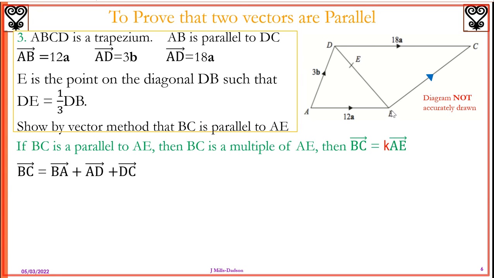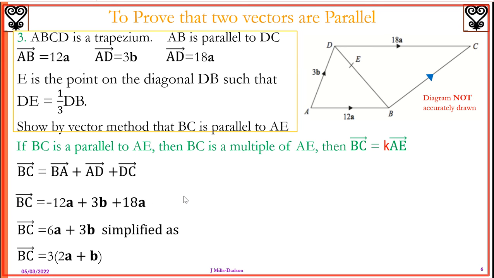We know BC is vector BA plus vector AD plus vector DC. But vector BA, we are going against the vector, so it has to be negative 12A. The rest will be the same as it was before. So we have negative 12A plus 3B plus 18A. As usual, simplify your answer and factorize where possible. So vector BC is now 3 into bracket 2A plus B.